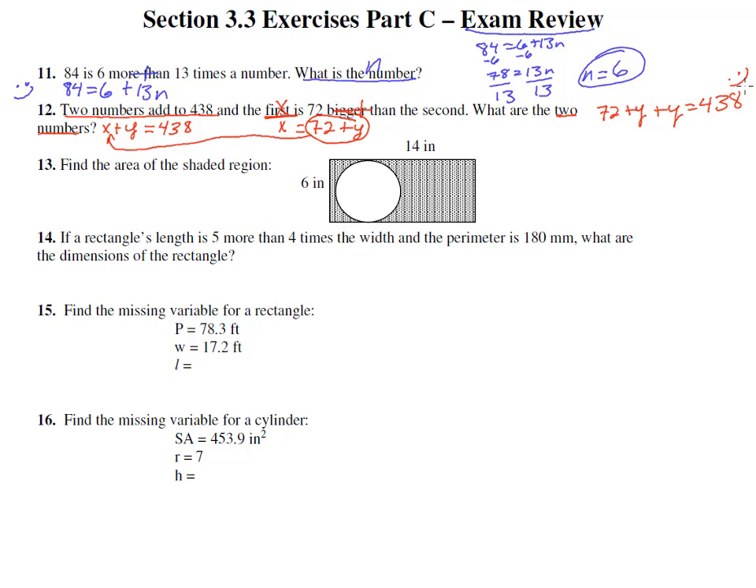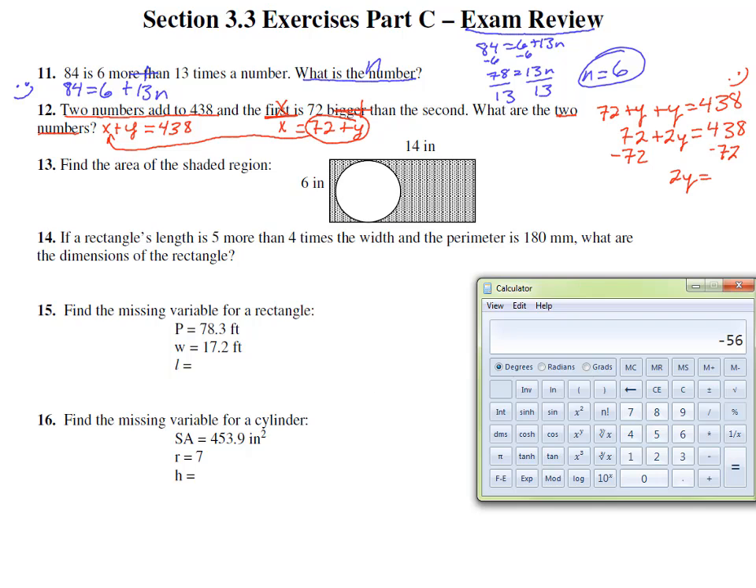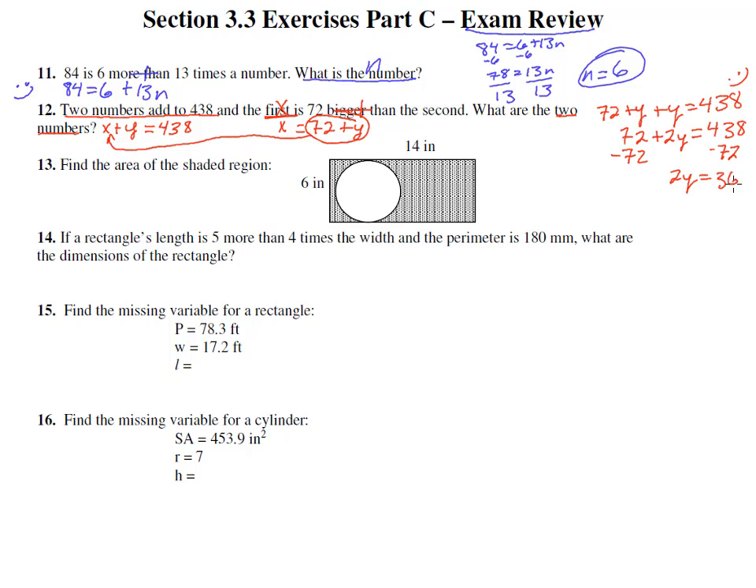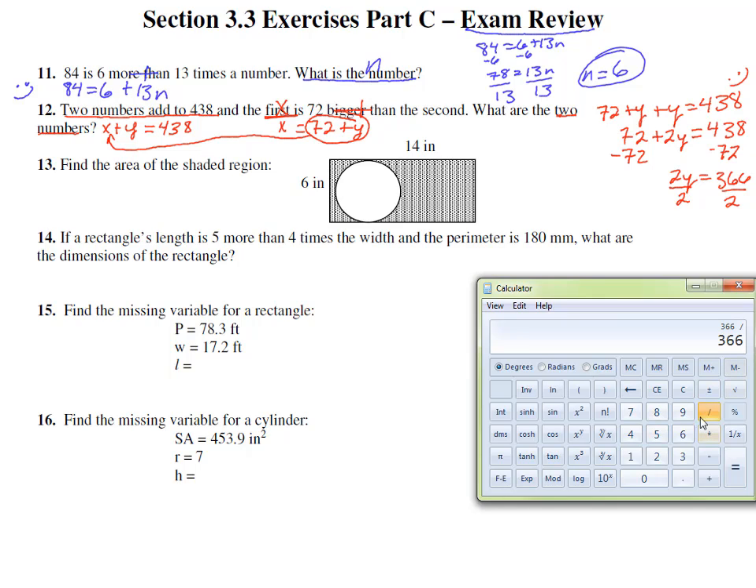Hey, we're happy again. This is an equation we can solve. 72 plus, combining those two y's together, equals 438. Subtract off the 72, and we get 2y equals 438 minus 72. I might need a calculator for that one. 438 minus 72 equals 366. And then last step, divide by 2, divide by 2. And we get 366 divided by 2 in the calculator is 183.